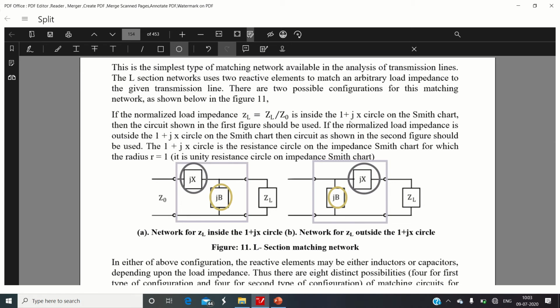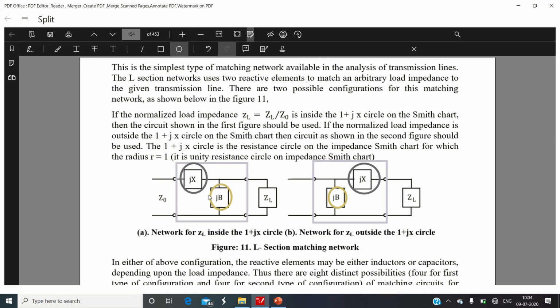The methodology to decide which configuration to use is simple. Here the two configurations are there. When we begin from the load impedance, in the first configuration the first element is parallel and the second element is series. In the second configuration, when we start from the load impedance, the first element is series, where earlier it was parallel, and the second element is parallel, where earlier it was series. So these are the two different configurations.